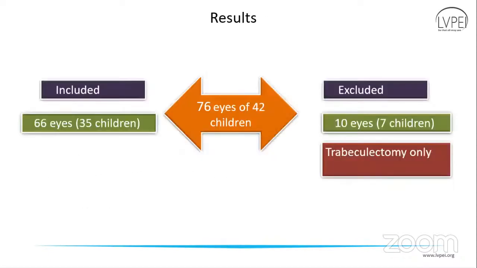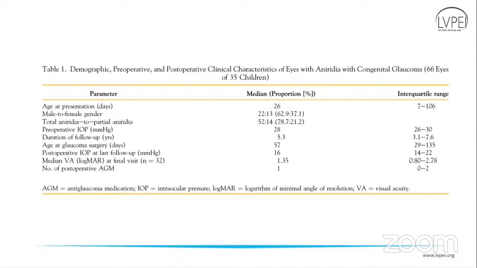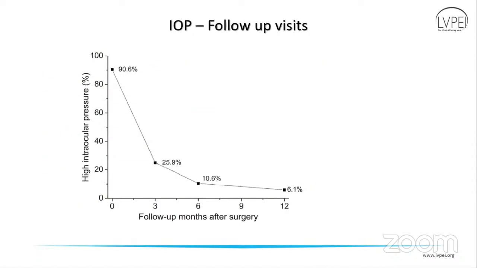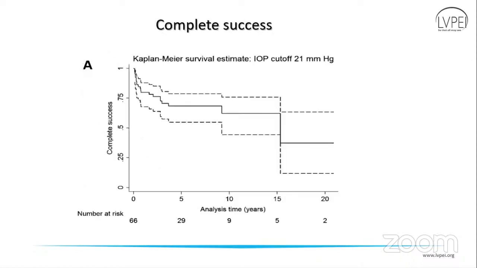Statistical analysis was done. 76 eyes of 42 children were initially identified, of which 35 children were included, giving rise to 66 eyes where combined trabeculotomy was done. This is the demographic data. I'm not going into the details of the paper. Here is the percentage of eyes in a line graph diagram showing intraocular pressure more than 21 millimeter of mercury over different time limits. The success rate was defined with cutoff value of 21 millimeter of mercury, and in another definition, we took cutoff value as 16 millimeter of mercury.